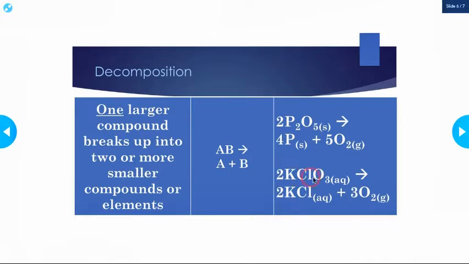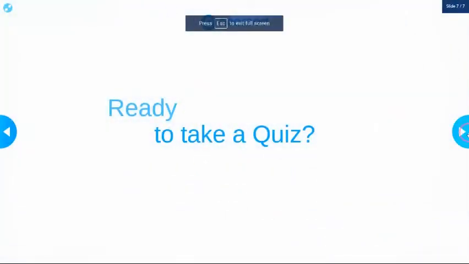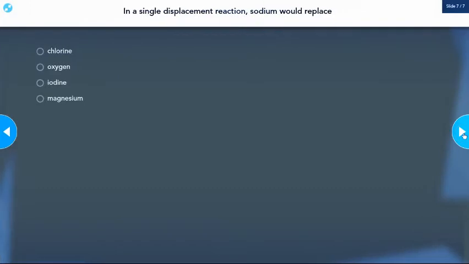Then we have potassium chlorate, KClO3, and that breaks up into potassium chloride and oxygen. So one reactant for each of these breaking up into its individual components for a decomposition reaction. So now that we've looked at all the different types of reactions, let's see how we do.